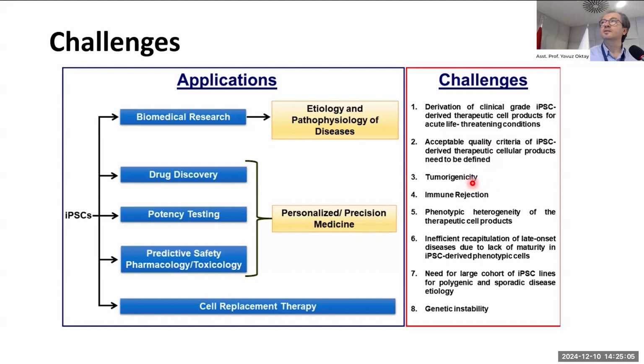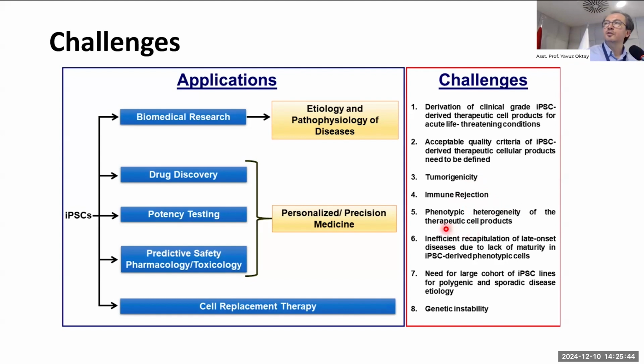Tumorigenicity is still a problem, obviously. One of the criteria for iPSC confirmation is to inject into mice for teratoma formation, so tumorigenicity must be controlled really well. Immune rejection is still a problem. Phenotypic heterogeneity is a major problem. Yes, now we have much better differentiation protocols, but we still have a way to go. iPSC differentiation to different cell types still needs to be improved.